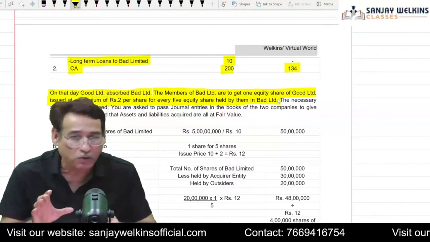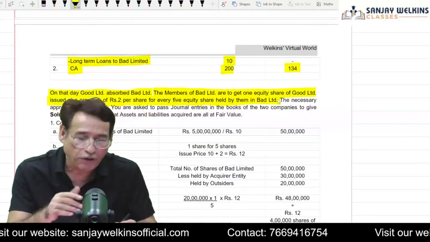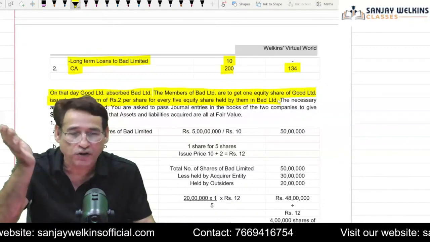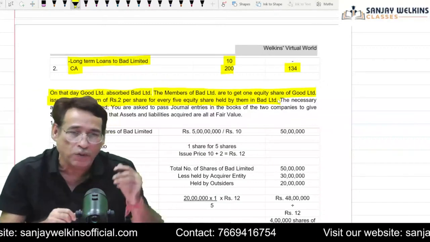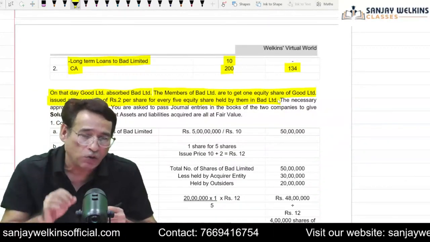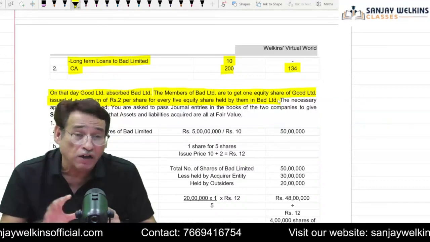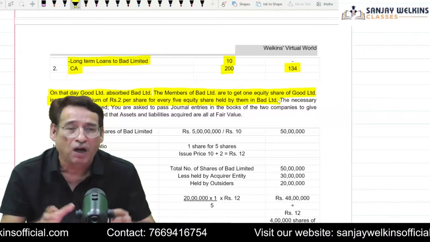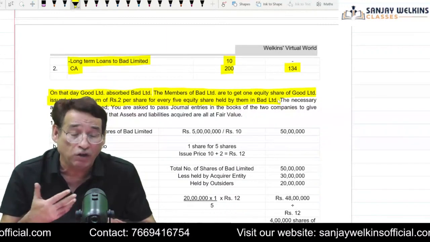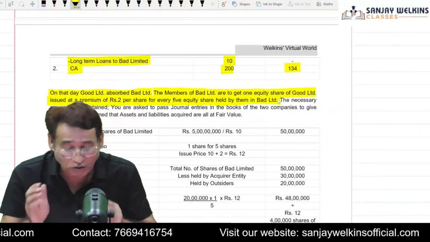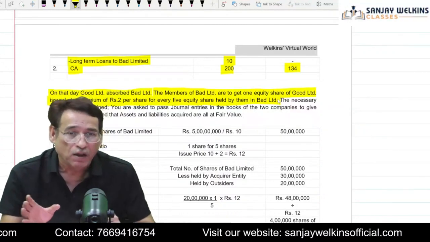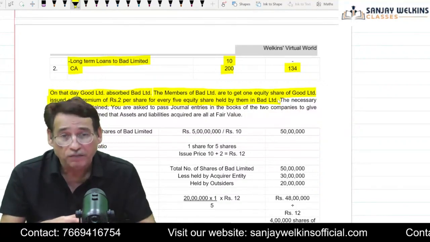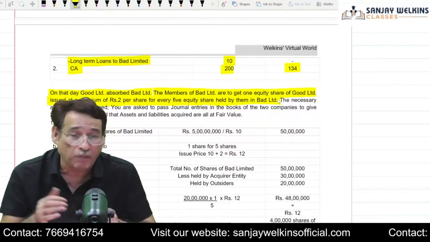Could anyone among you tell me? In fact, before I ask the question, let me remind you. When we did a similar sort of question where the acquired company had already made some investment in the acquirer company, the last question was related to the intrinsic value method. You know, purchase consideration can be computed either through the net assets method, intrinsic value method, or net payment method. Could you tell me in this particular case, which method is being adopted to compute the purchase consideration by Good Limited?